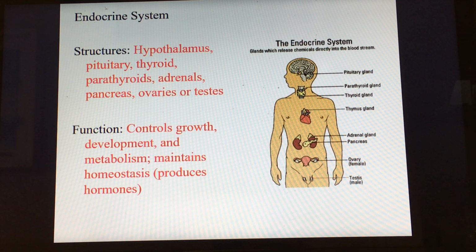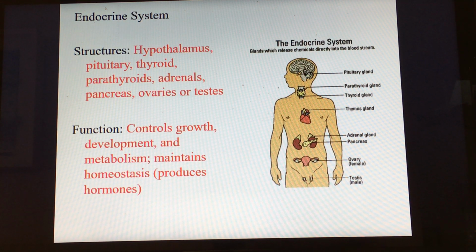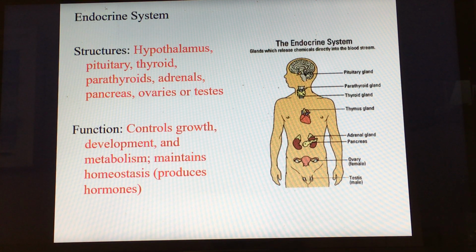So the pancreas produces digestive enzymes, but it also produces insulin, which helps regulate our blood sugar. The thyroid gland produces hormones that regulate our metabolism. The thymus gland produces white blood cells, so that's really more part of a different system that I'll talk about in a minute. We'll get back to that.